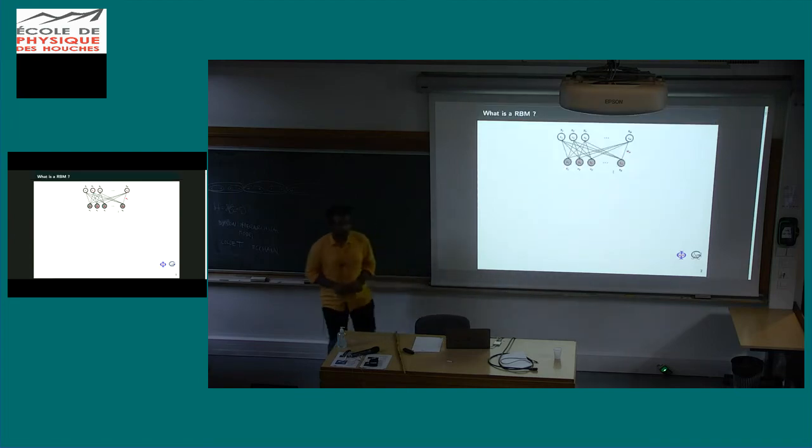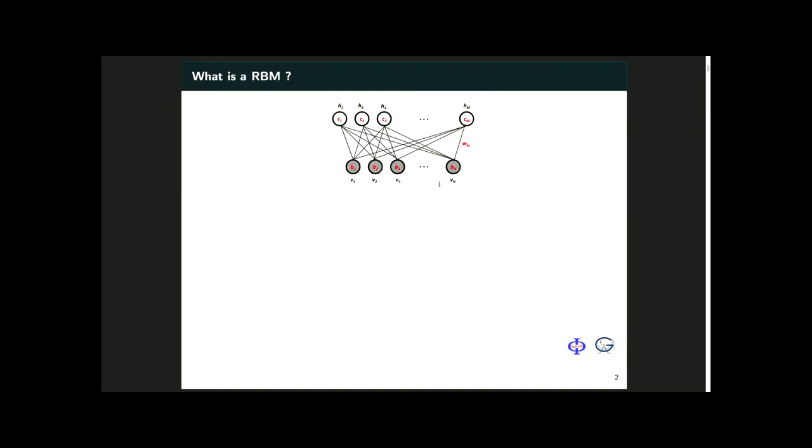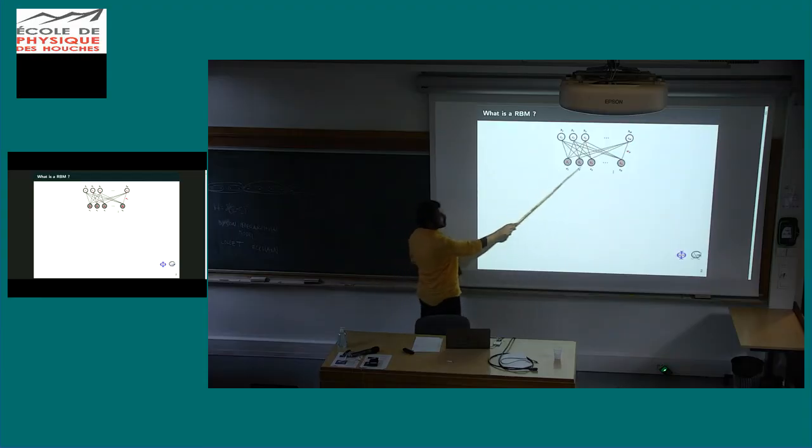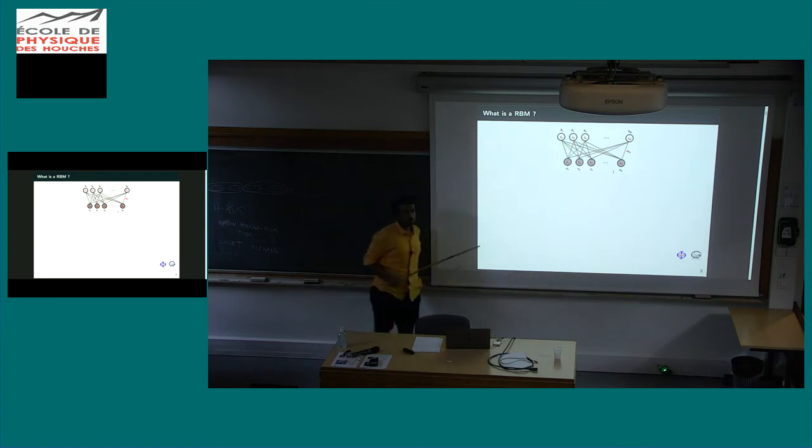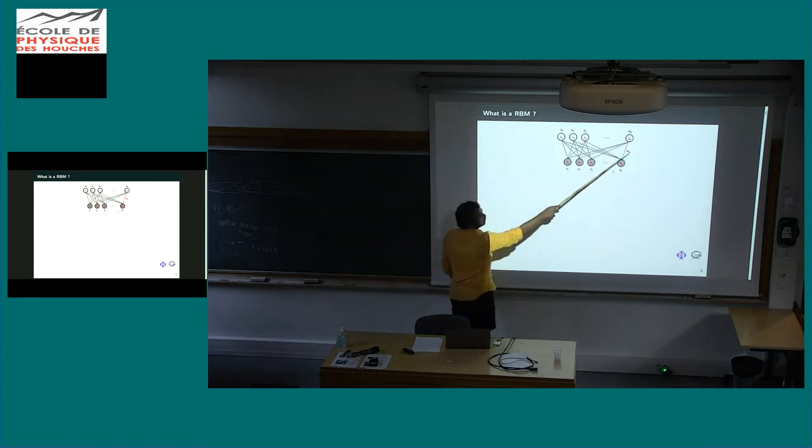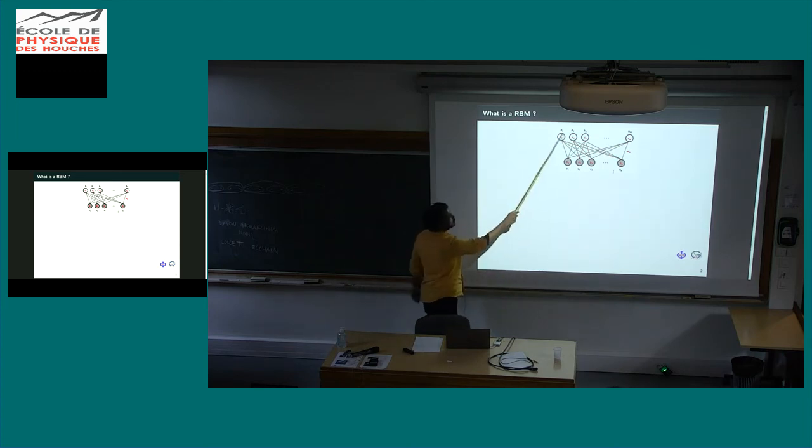I'll start quickly with an RBM, even though my predecessor just explained it. You have visible units where you put data, and then you couple it with some latent variables called hidden units. It's a generative model, something Max Welling was also explaining in the morning. These are connected by some weights, W_i mu. The feature is that there is no connection between any hidden units or any visible units, but each hidden unit fully sees the visible layer, so it's fully connected across the layers.